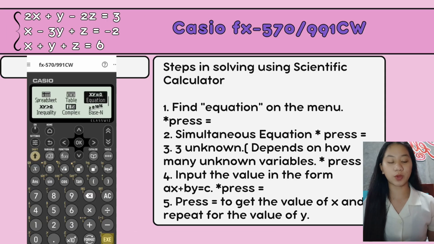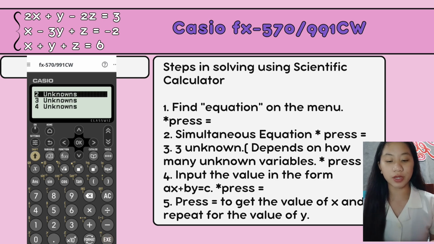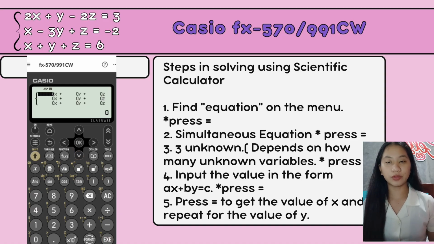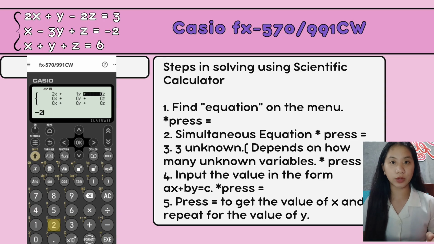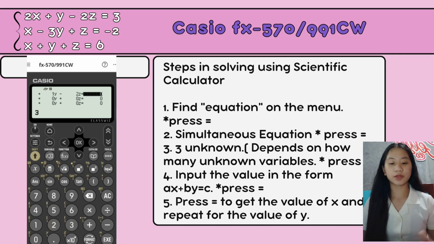Again, press equation, then simultaneous equation, then 3 variables, since we have 3 variables in our example. Then we enter 2x plus y minus 2z equals 3. So, we have 2 equals, y which is 1 equals, minus 2z which is negative 2 equals, and the constant term is 3 equals.